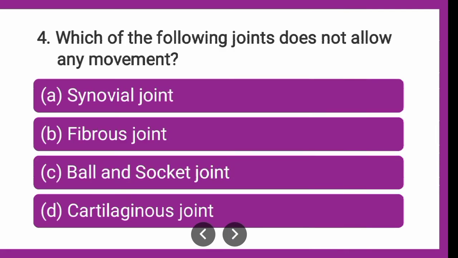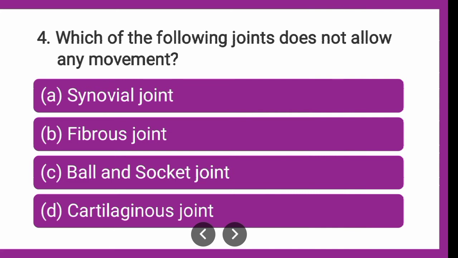Next question is, which of the following joints does not allow any movement? Whether the synovial joint will not allow any movement, fibrous joint will not allow any movement, ball and socket joint will not allow any movement, or cartilaginous joint will not allow any movement. Which amongst the given is correct for immovable joint? You can put your answers in the comment box fast. We will go for the explanation.